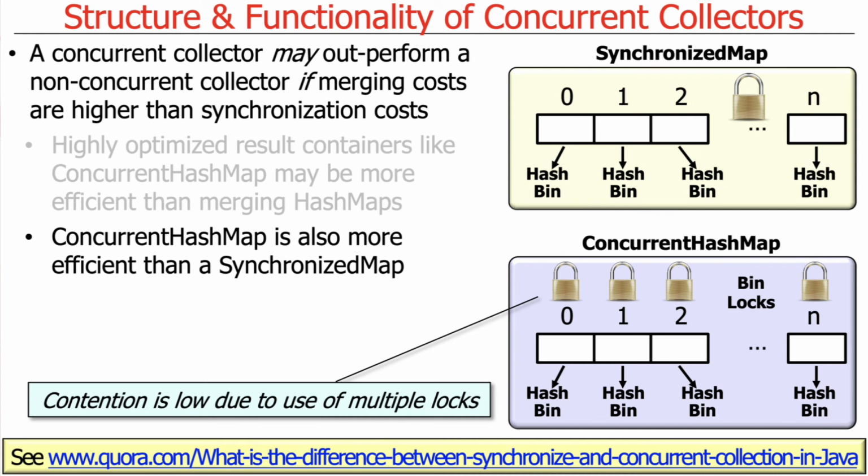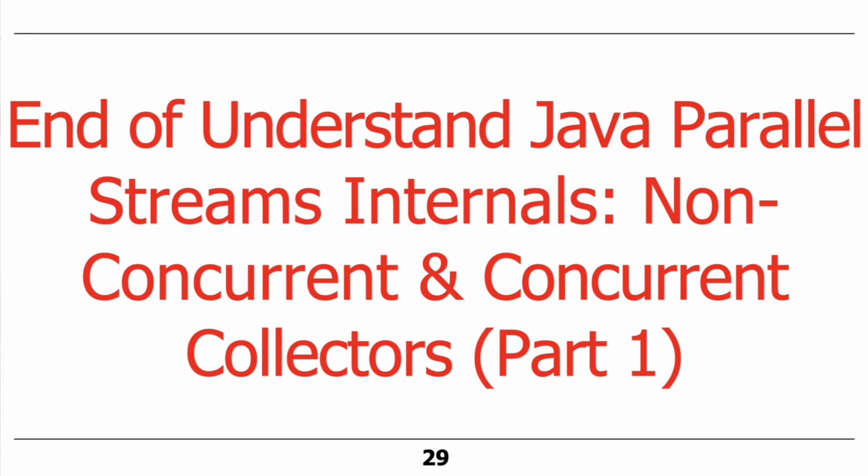The reason why it's much more scalable is unlike a synchronized map where there's one lock which quickly becomes a point of contention, a concurrent hash map has separate locks for each of the different buckets in its hash table. So it scales up much, much better. And I've actually, of course, got an example to demonstrate the performance benefits of using concurrent hash map versus synchronized hash map, which we may or may not have time to talk about. Okay, so that's an overview of non-concurrent versus concurrent collectors.